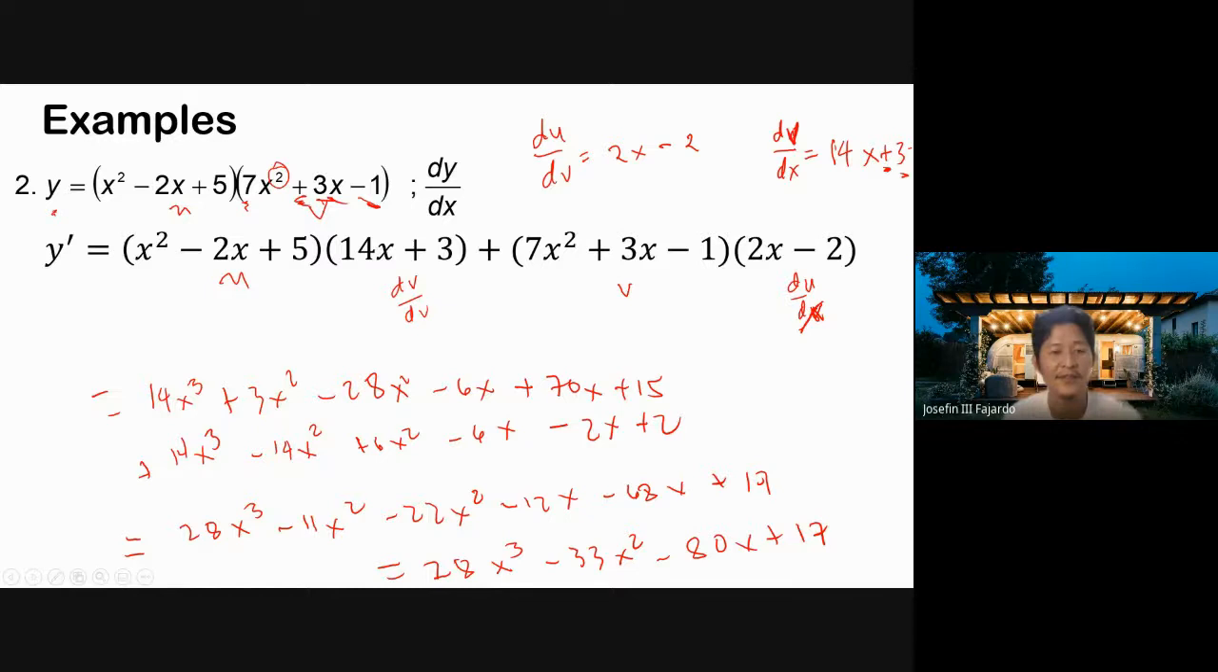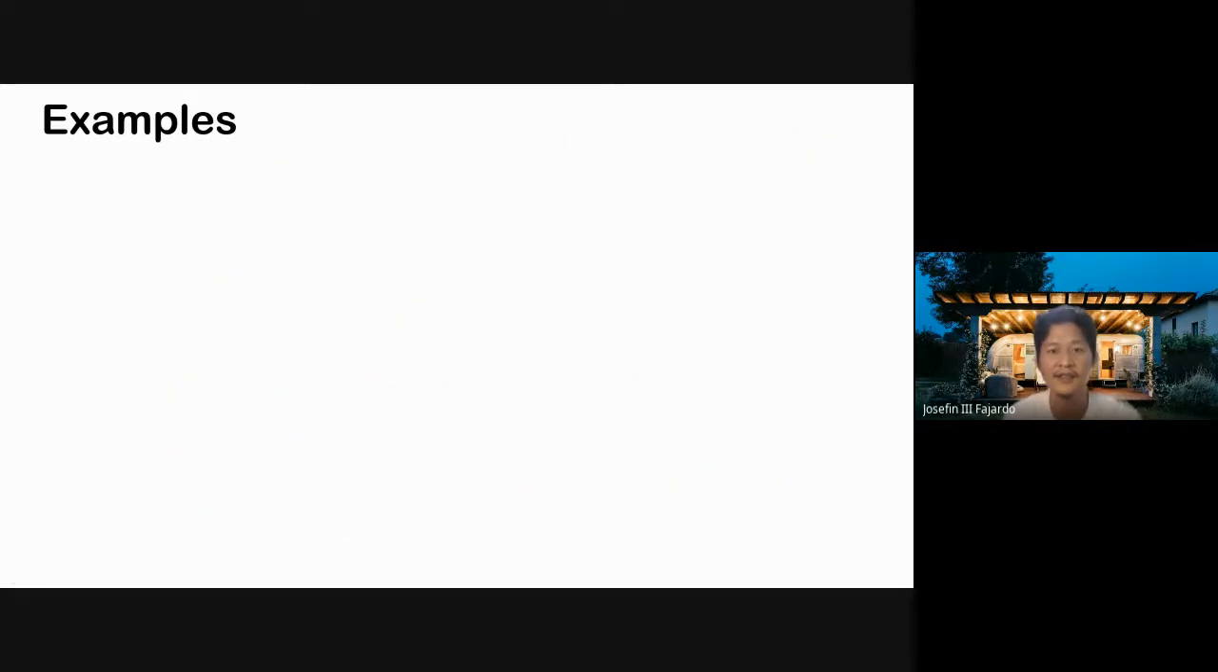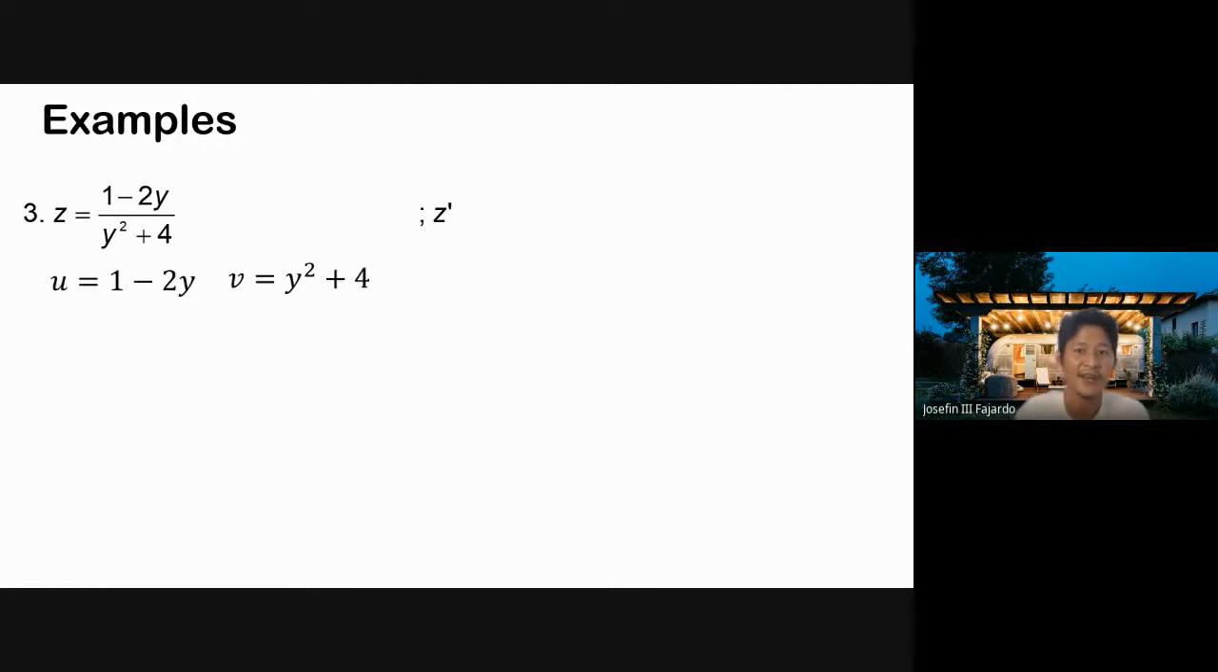Okay, so isa naman tayo sa quotient rule naman tayo. So theorem number 6. So sa theorem number 6, ganun ulit. So we try to identify the numerator and then the denominator. We get the derivative of both.